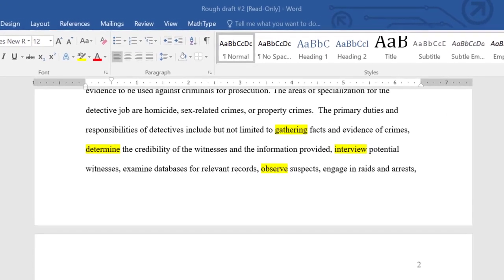Hello class, in this video I want to talk to you quickly about parallel structure. Parallel structure is something that is very important in college academic writing, and if you learn this skill it's going to help you structure papers and make them look better on the sentence level almost immediately.